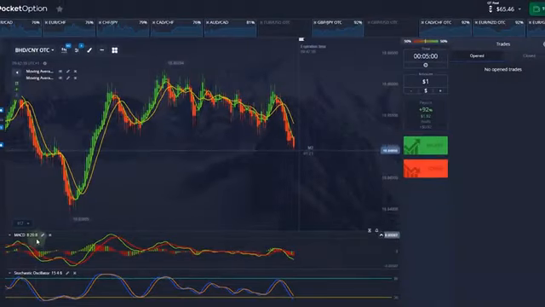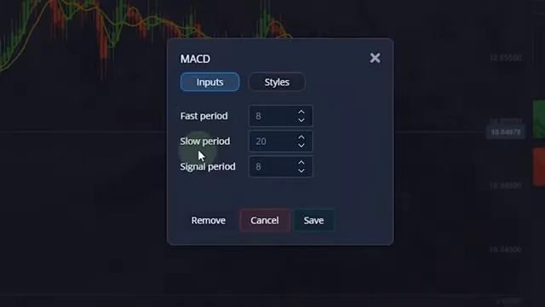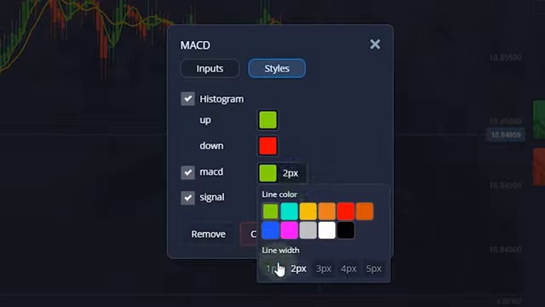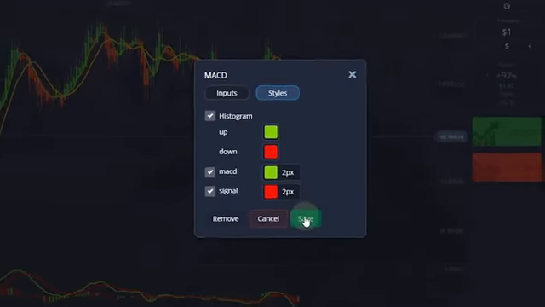After that, I'm going to come over to the MACD level, the settings of my MACD. The fast period I have 8, slow period I have 20, the signal period I have 8. Coming down to my style level, I use those colors and I place the width at 2 pixels each. So you can pause this and look through the settings right here. And after that, I'm going to click on save.